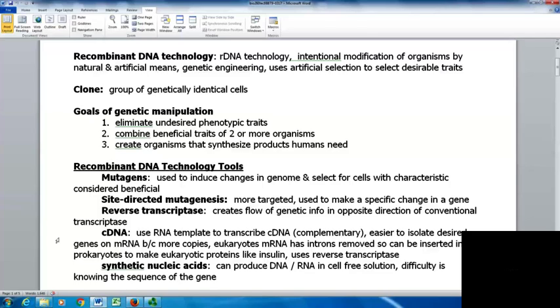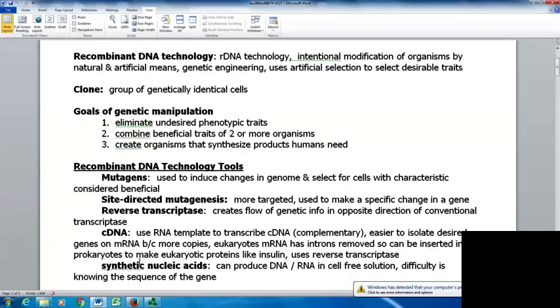It's easier to isolate the desired genes on cDNA rather than an mRNA because you can have more copies of it. In eukaryotes, the mRNA has introns that are going to be removed, so it can be inserted into the prokaryotes to make eukaryotic proteins like insulin. And the way we create this is using the reverse transcriptase. So it's a way of getting the genes already cleaned up, letting the eukaryotic organism do the work of cleaning up the genes and just taking that final product that we have at the end.